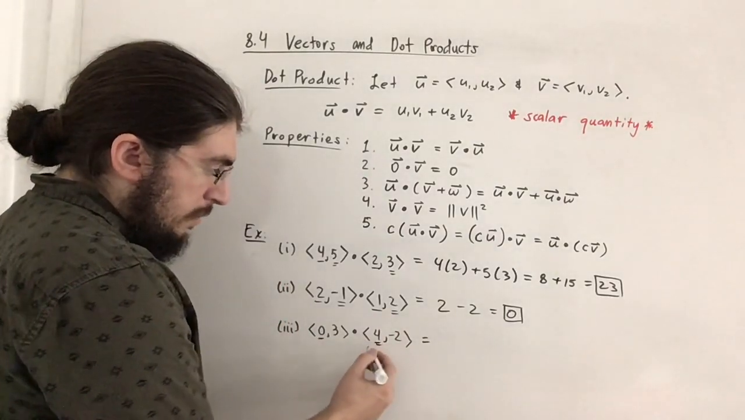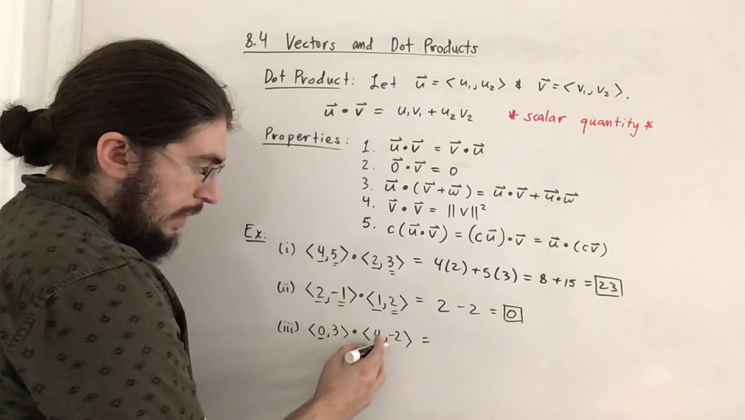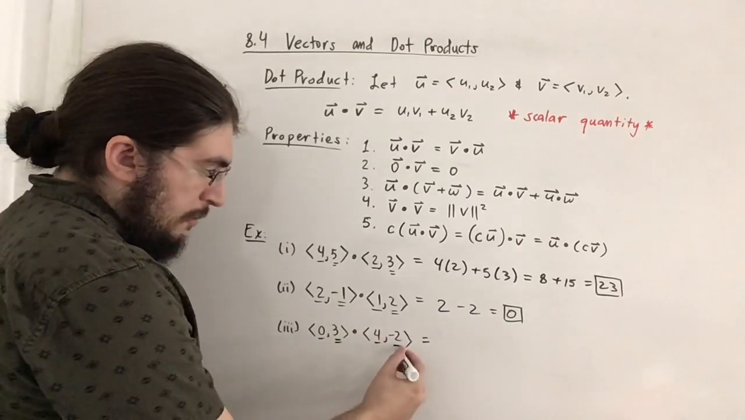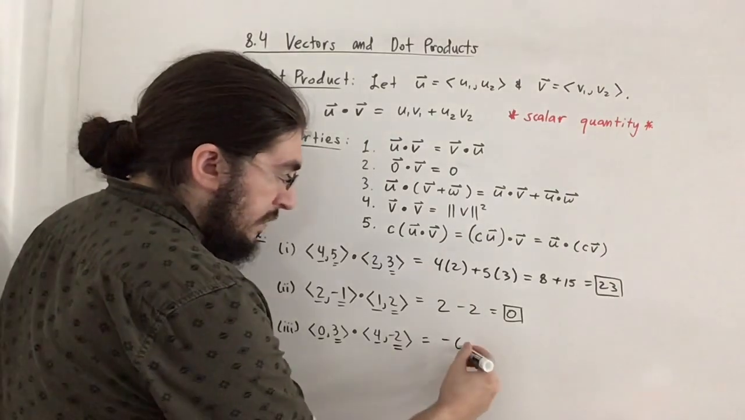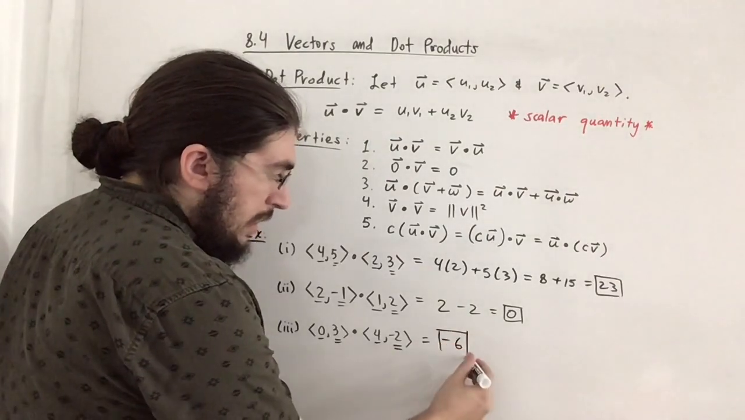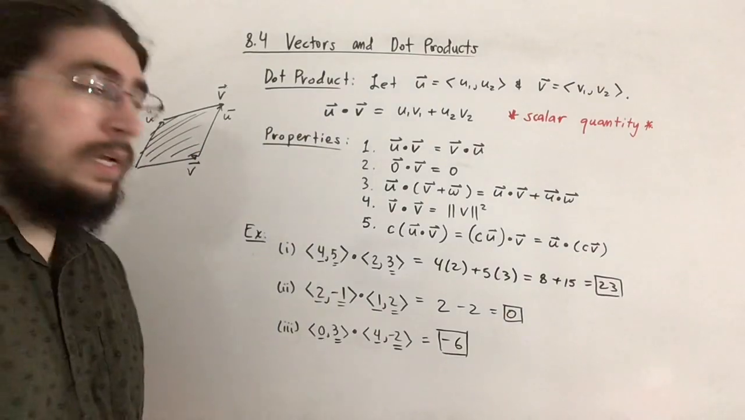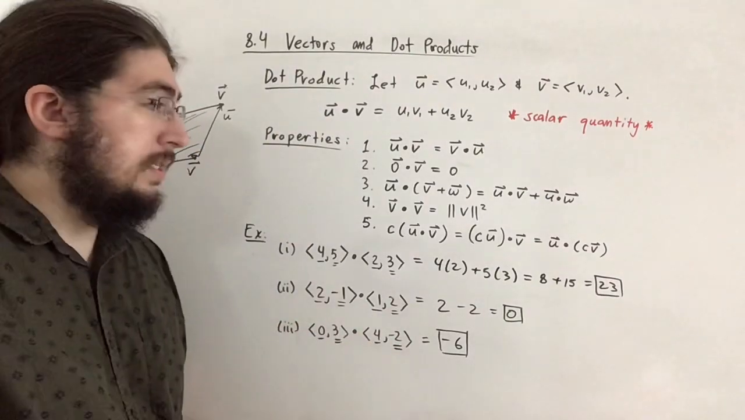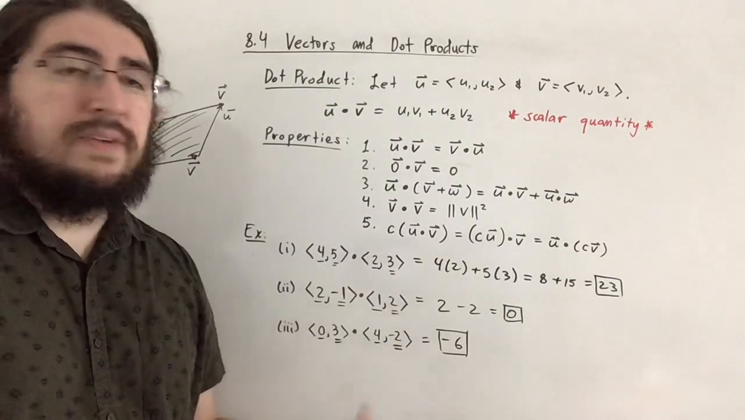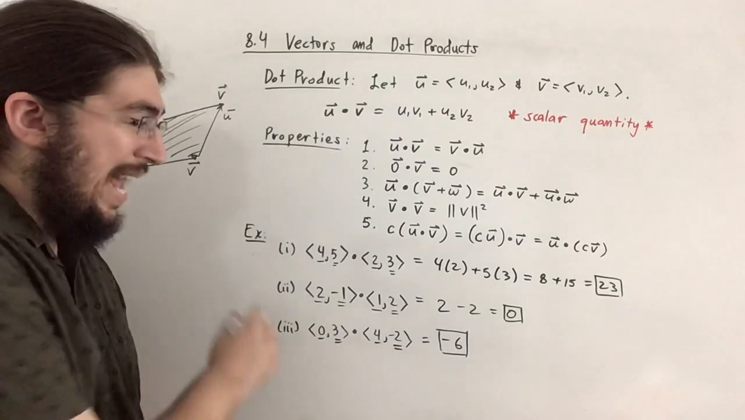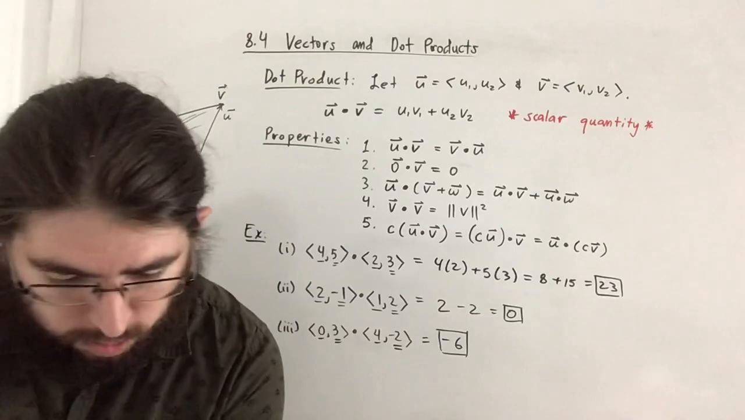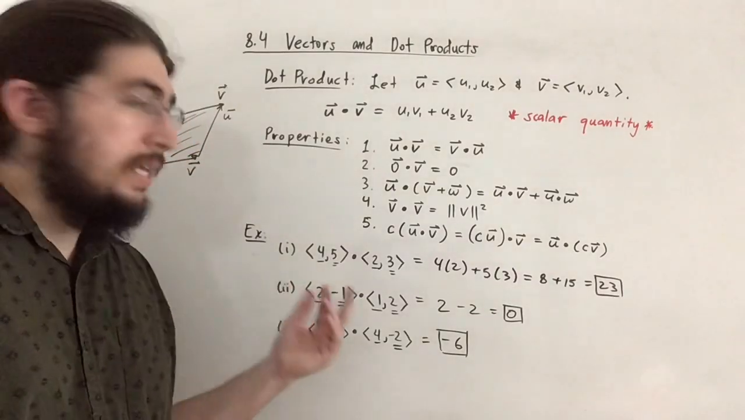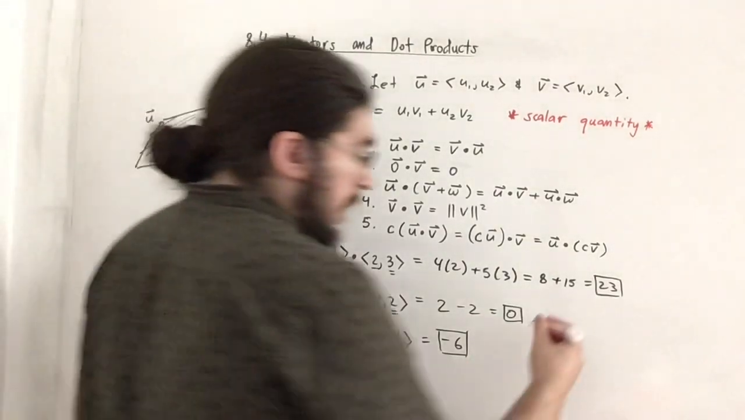0 times 4 is 0. Let me single underline that. And then 3 times negative 2 is negative 6. 0 plus negative 6 is negative 6. So that's how easy it can be to find the dot product of two vectors: multiply pairwise, and add those results. And notice our results are scalar numbers, not vectors themselves. And notice it's actually possible to have two vectors whose dot product is 0, and these are actually known as what are called orthogonal vectors.